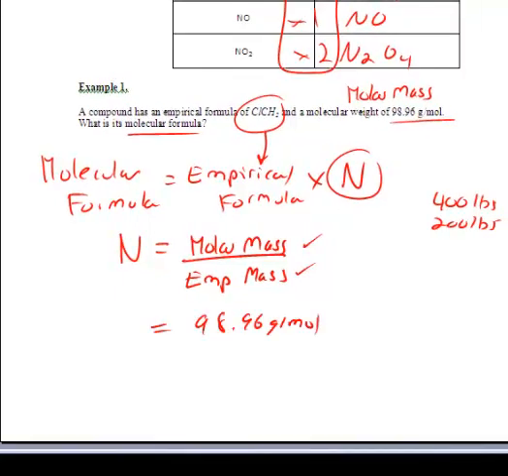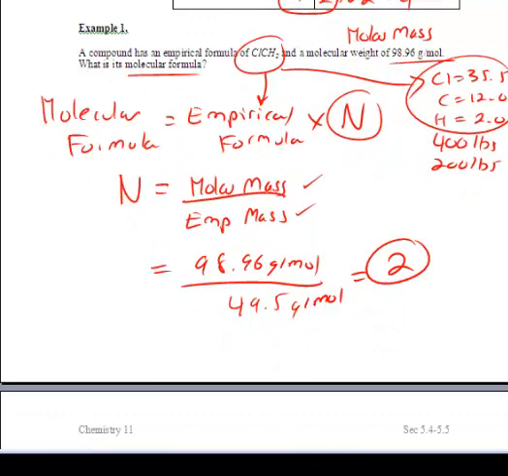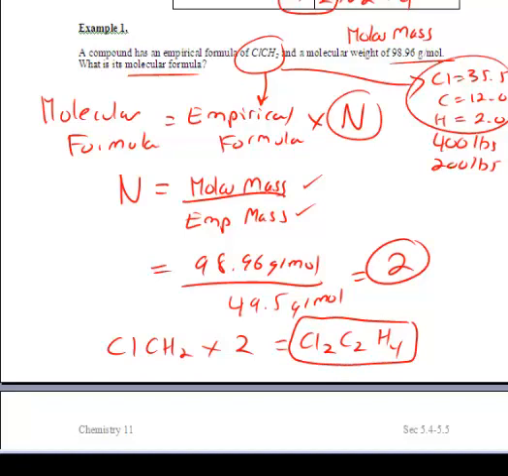98.96 grams per mole. In order to find the empirical formula mass, all we have to do is add it up. Chlorine weighs 35.5, carbon weighs 12.0, hydrogen weighs 1, but there's 2 of them, so 2.0. And when we add all that up, we end up getting 49.5 grams per mole. If we put that into our trusty calculator and divide it, you get 2. So what that just told us is that the molecular formula is twice as big as the empirical. Since the empirical formula is ClCH2, if we times that by 2, we end up getting Cl2C2H4. And that is our molecular formula that's twice as big as our empirical.